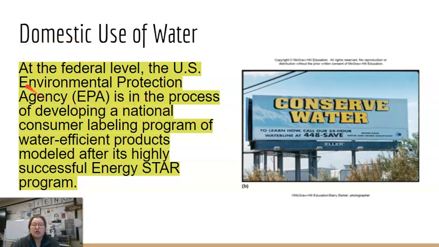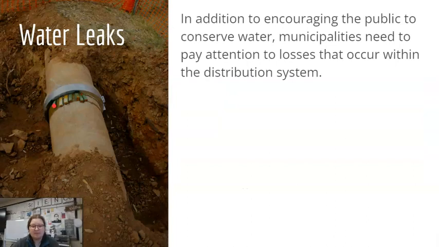In the U.S., at the federal level, the EPA is in the process of developing a national consumer labeling program for water-efficient products that's modeled after the Energy Star program. If you've ever looked at appliances for sale, even TVs, there's usually the Energy Star label. That's talking about electricity. So the EPA would like to release something similar for water specifically.